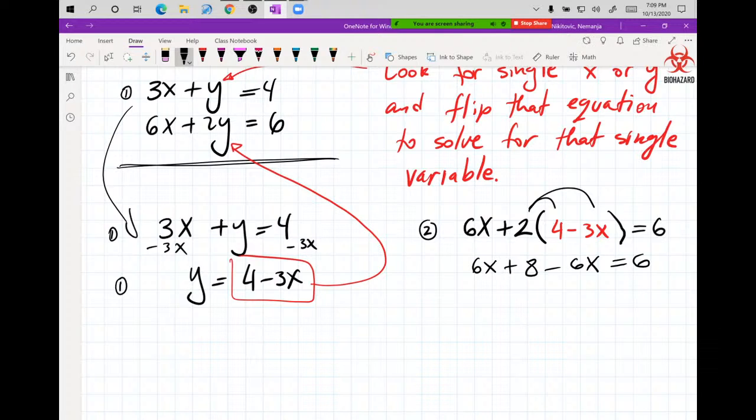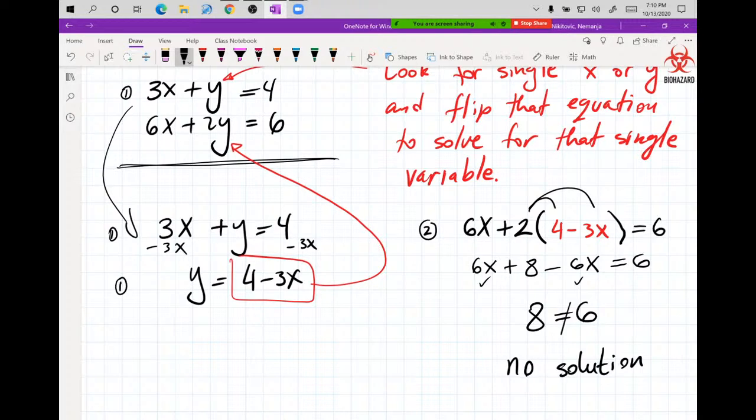Ooh, we are getting into a problem here, as you can see. When I combine my like terms, they cancel, and I get 8 equal to 6. Well, that's no bueno. Which means no solution. You see that x got eliminated from the problem. We eliminated y by plugging in the expression with x, and then x got eliminated as well, and we got this garbage, 8 equals 6.